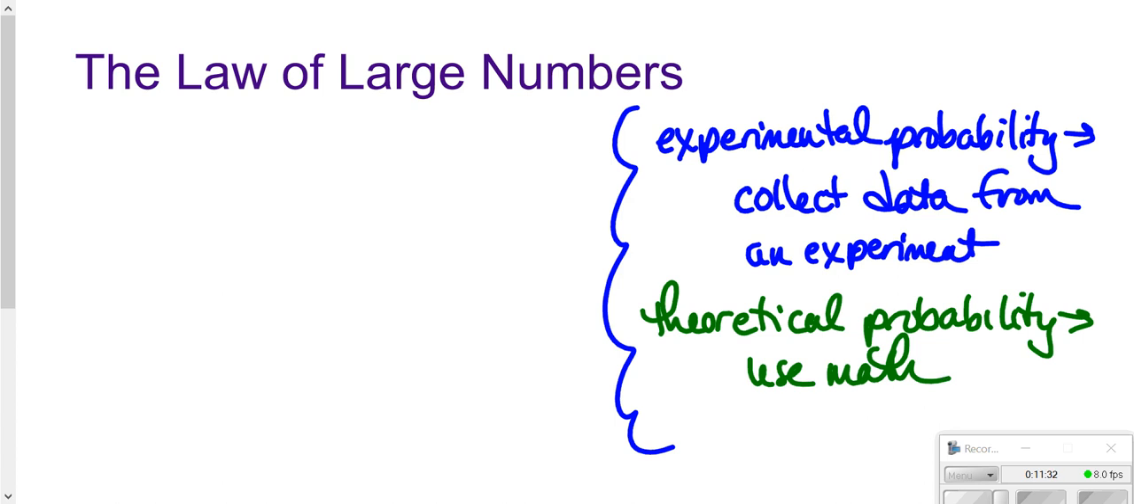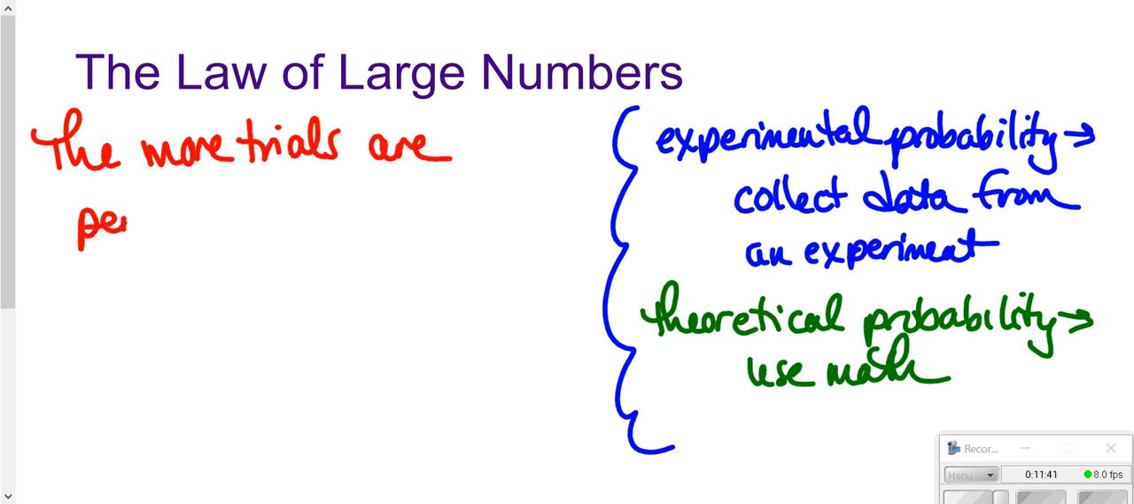So the law of large numbers just says the more trials that are performed, the closer these values will get to each other.